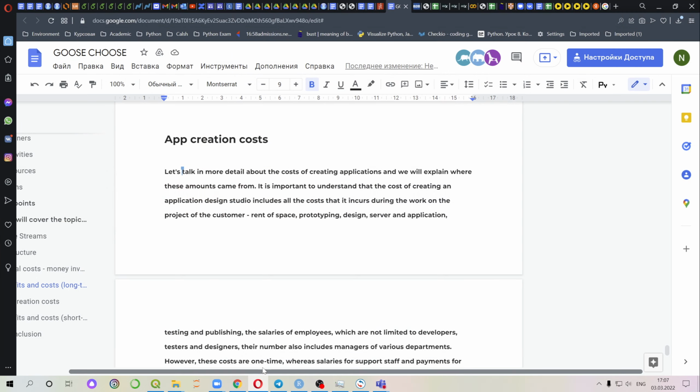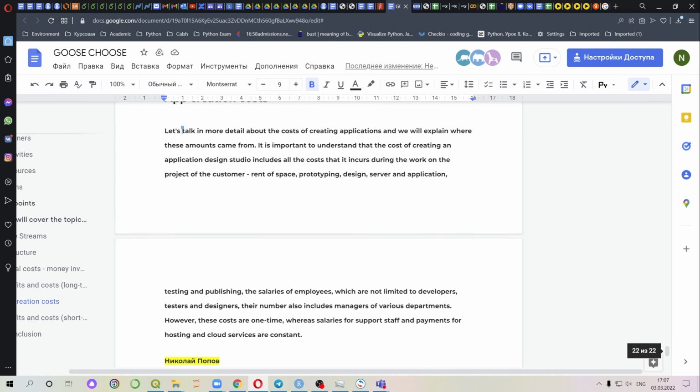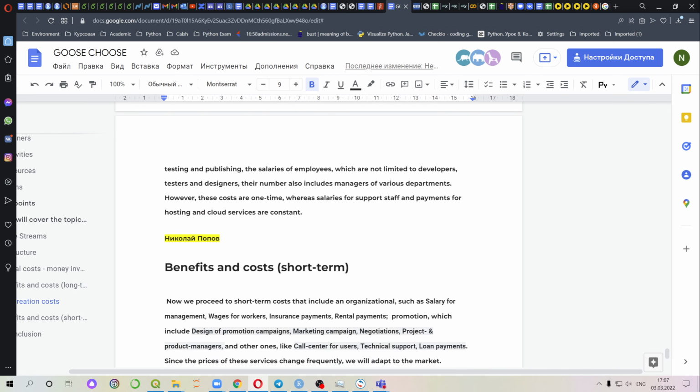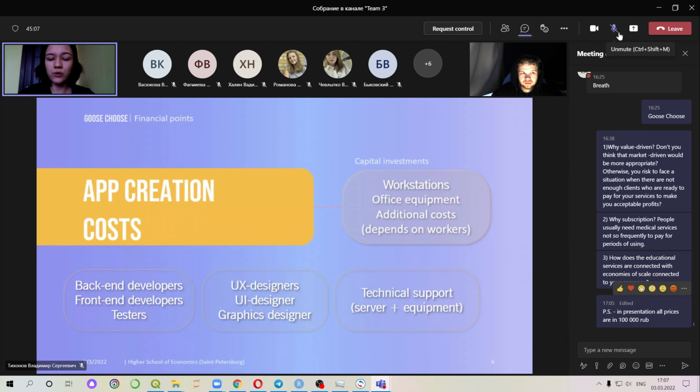Rent of space, prototyping, design, server and application, testing and publishing, the salaries of employees, which are not limited to developers, testers and designers, and their numbers also include managers of various departments. However, these costs are one time, whereas salaries for support staff and payments for hosting and cloud services are constant. So we included these numbers in long-term costs.